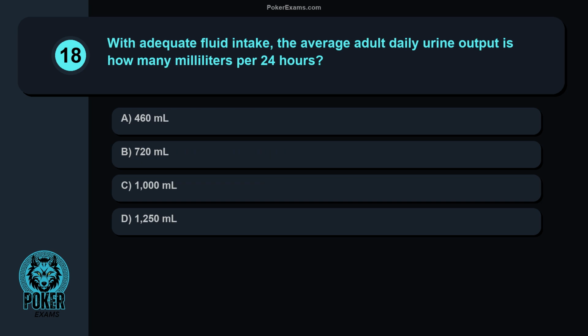Question 18. With adequate fluid intake, the average adult daily urine output is how many milliliters per 24 hours? 460 milliliters, 720 milliliters, 1000 milliliters, 1250 milliliters.